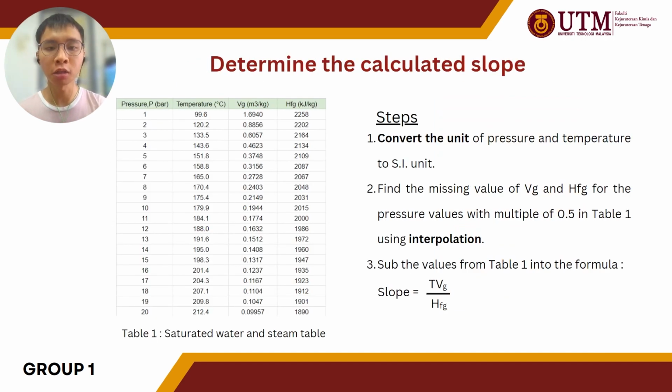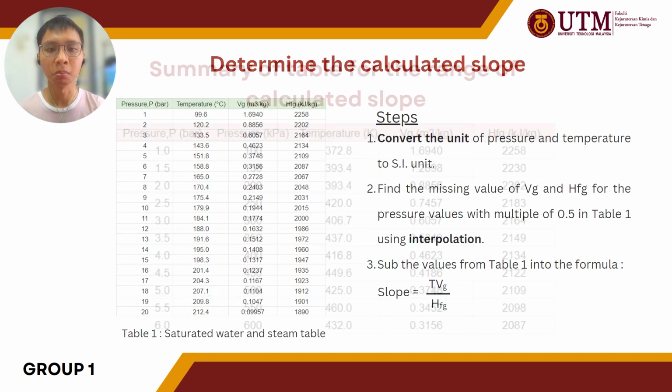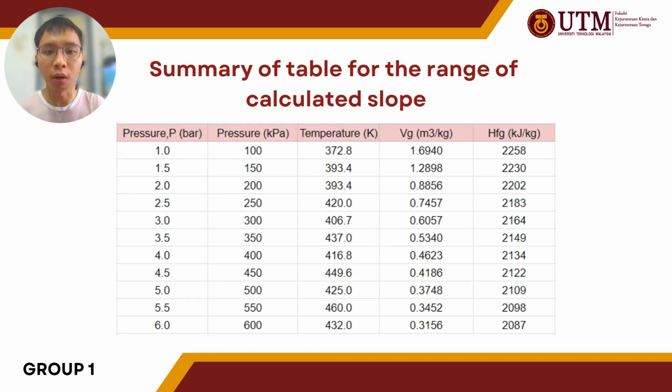Next, we will determine the calculated slope by referring the table 1 as shown at left side and substitute the values into the formula of the calculated slope. Before we substitute any values into the formula, we first convert the unit of pressure and temperature into SI unit. Followed by that, the missing value of specific volume and enthalpy for all the pressure values with multiple of 0.5 will be determined by interpolation. Lastly, substitutes all the required values into the formula. The table shown below is the summary of table for the range of calculated slope. Again, you may pause this video to look through the data.